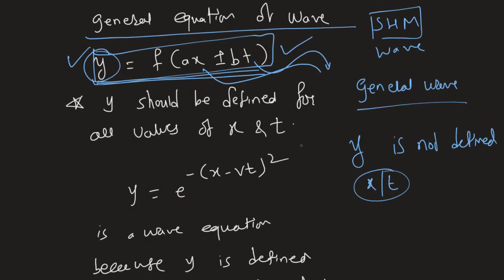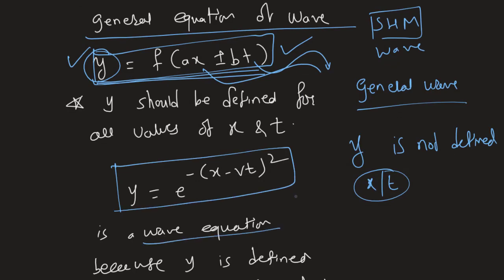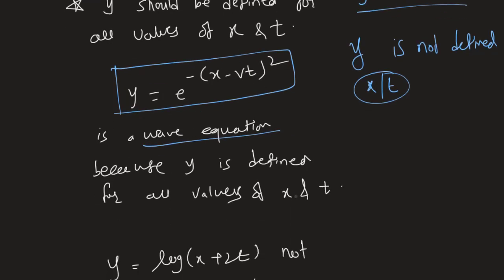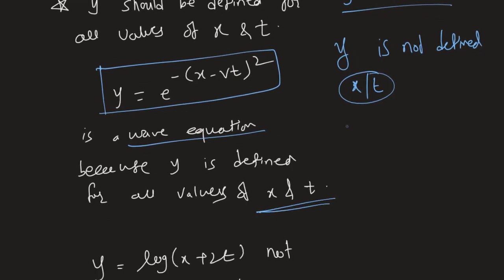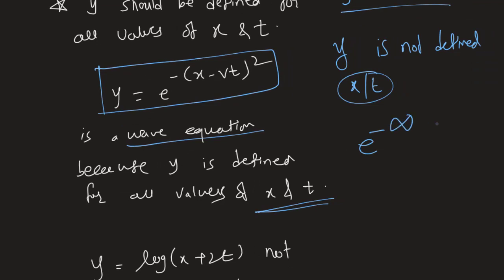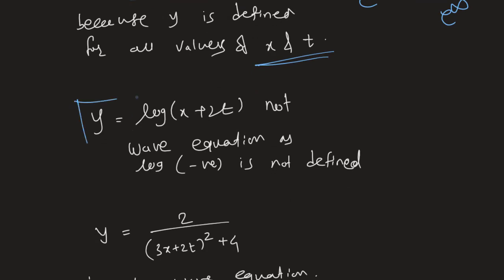For example, over here we have this equation, y is equal to e raised to minus (x minus vt) square. So this is a wave equation because y is defined for all values of x and t. Even if you take e raised to minus infinity, it comes out to be 0. So what it means is that for all values of x and t, y is defined, and that's why this is a wave equation.